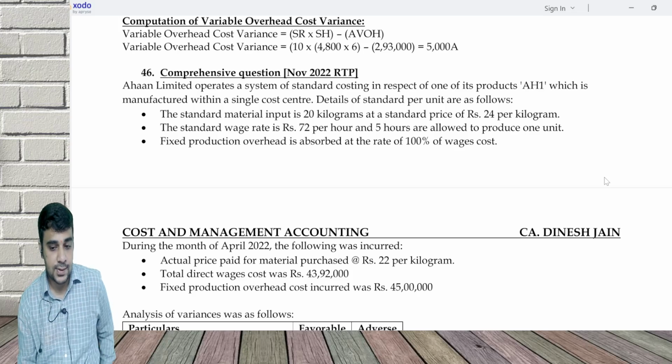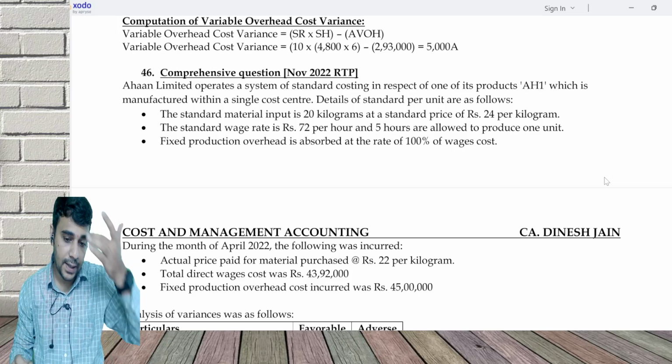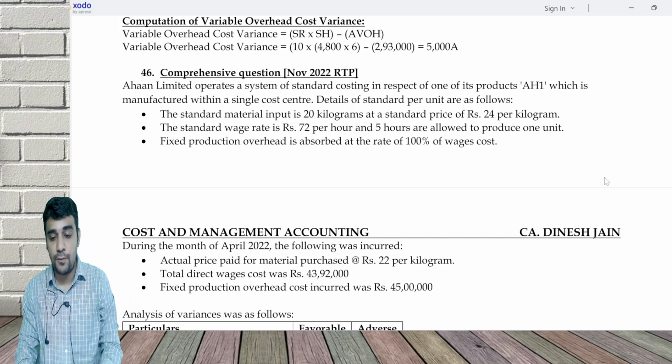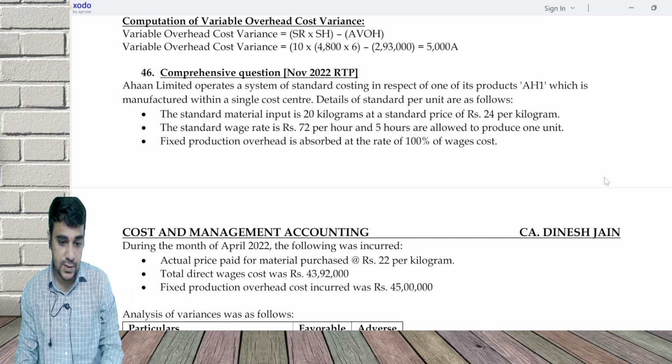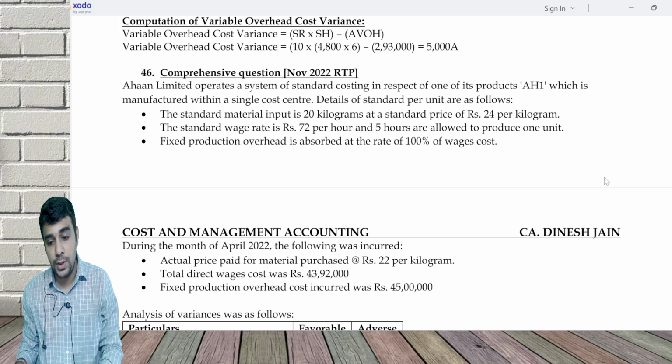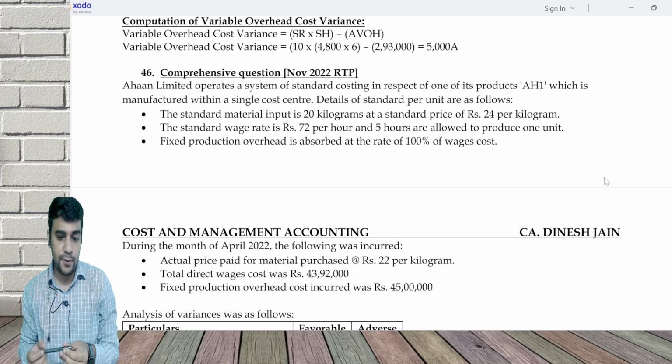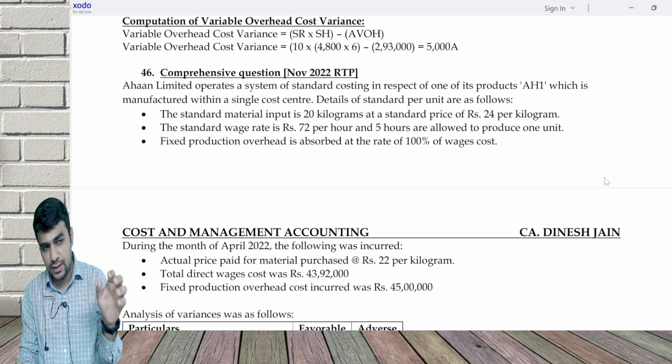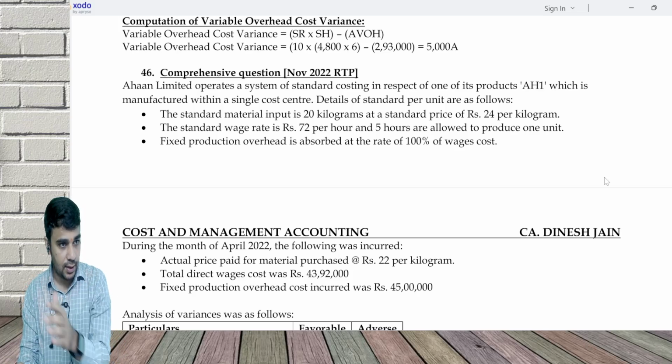Okay, let me start discussing this. Ahan Limited operates a system of standard costing in respect of one of its products, AH1, which is manufactured within a single cost center. Standard rate per unit. This is very useful information. They have not given it in a table form, they have given it in words. Normally we have a table for the standard cost sheet.